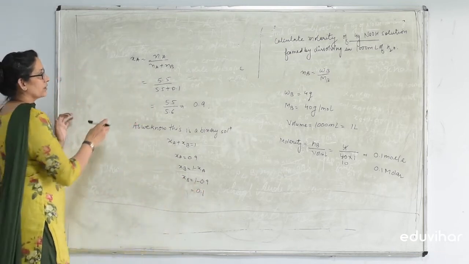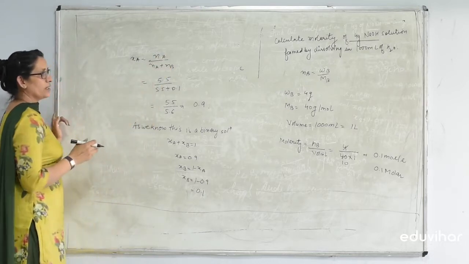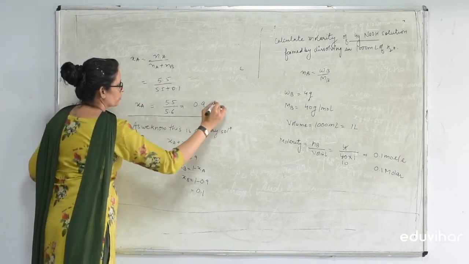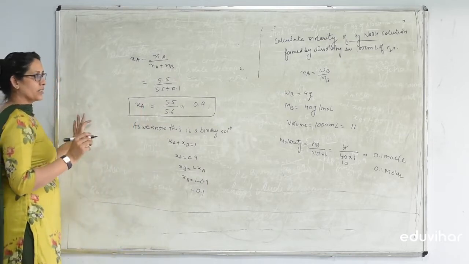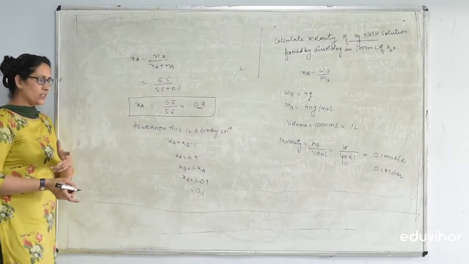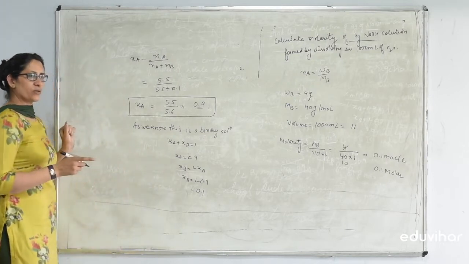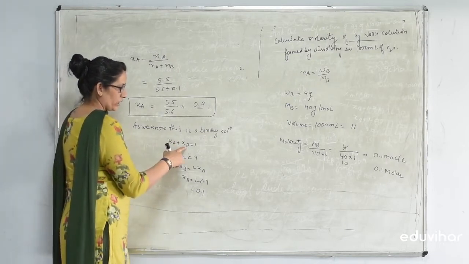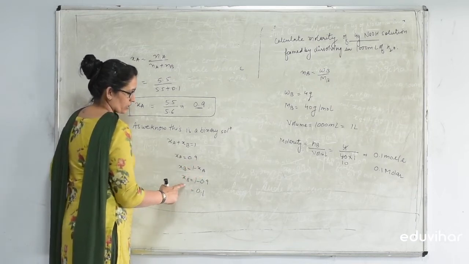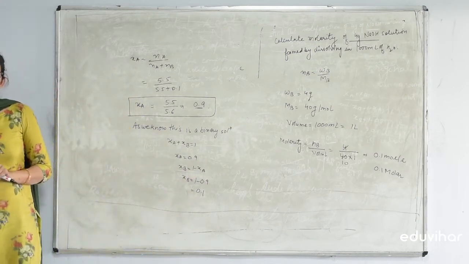To calculate the mole fraction of any component, we have the formula Na upon Na plus Nb. By this we can calculate the mole fraction of solvent, which becomes equal to 0.9. As this is a binary solution, XA plus XB is equal to 1, so XB is equal to 1 minus XA. The value of XA is 0.9, so XB is equal to 0.1. This is the method to calculate the mole fraction of any solution.